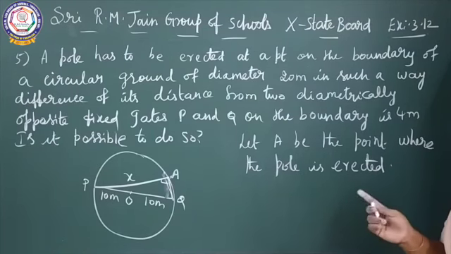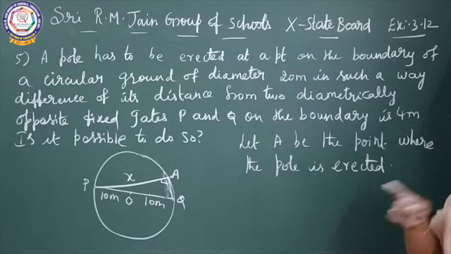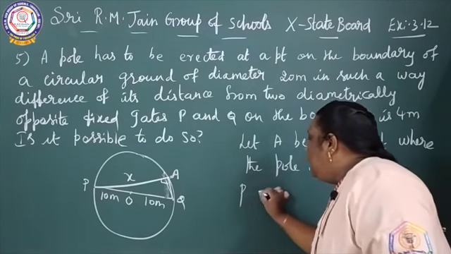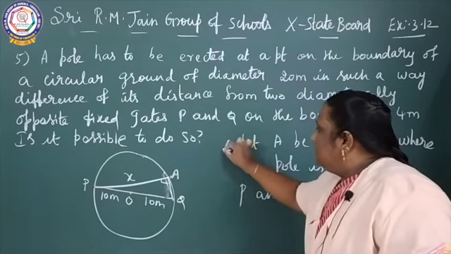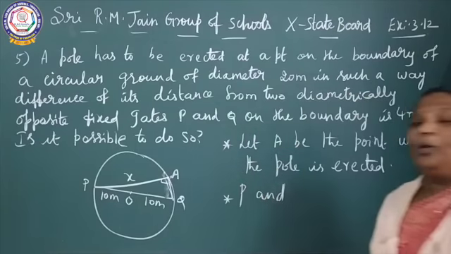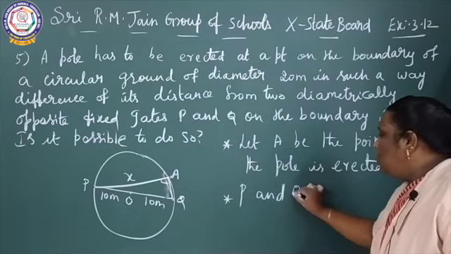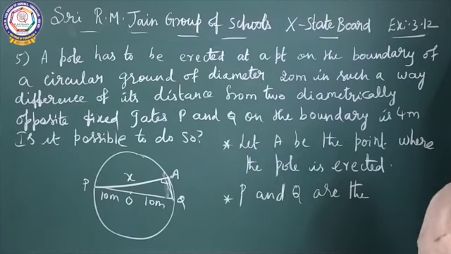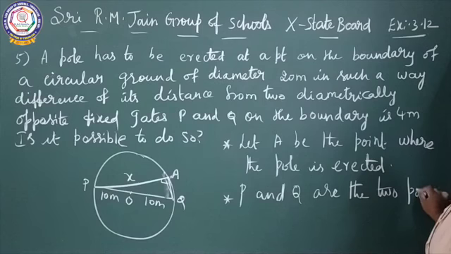P and Q are the two points. This is the first one and this is the second one. They are telling about the two points.